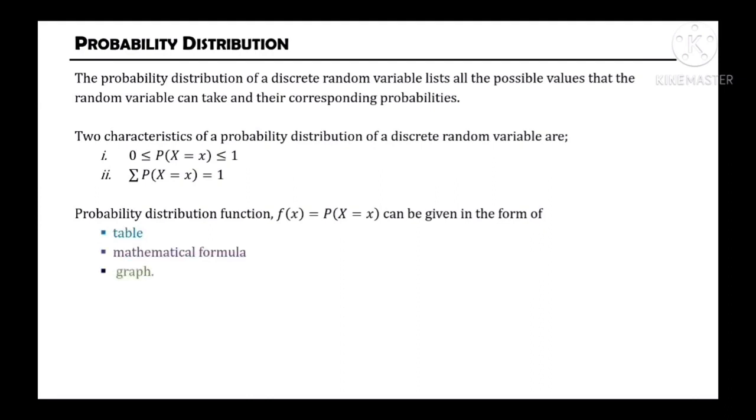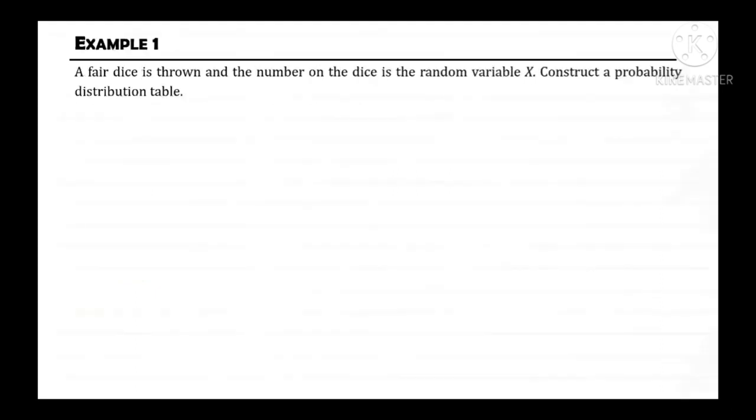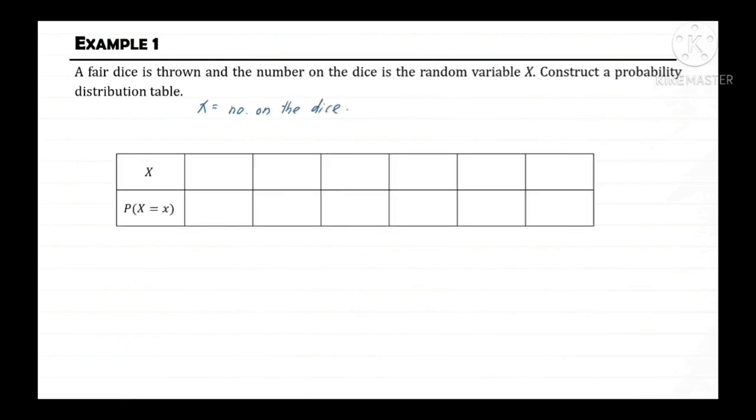A probability distribution f(x) equal to P(X = x) can be given in the form of a table, a mathematical formula, or a graph. Example: a fair dice is thrown and the number on the dice is the random variable X. Construct a probability distribution table. So X equals the number on the dice, and X can take the values 1, 2, 3, 4, 5, 6.